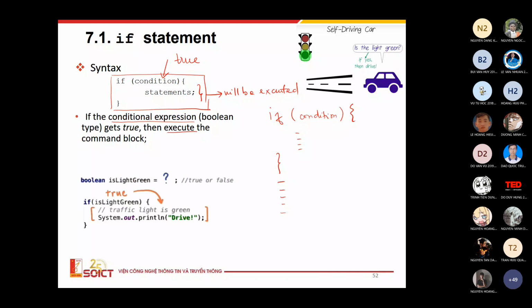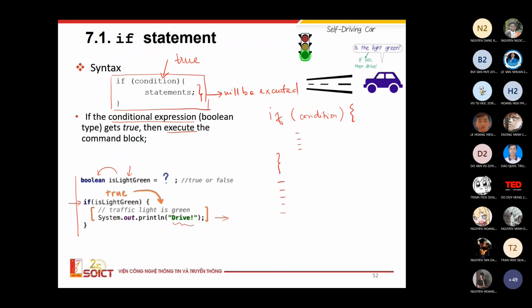So for example, I have this command. In this command, you declare a variable light green of the type boolean. And you will assign it to some value, true or false. And then you will have a conditional statement. You check if light green is true, you will execute the command block here, and you will print out drive.